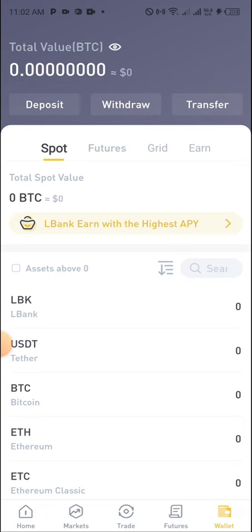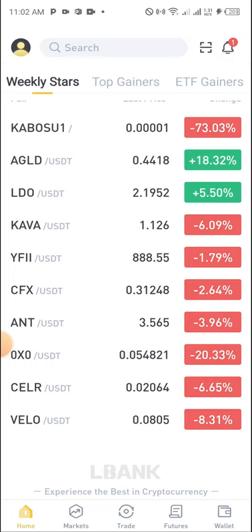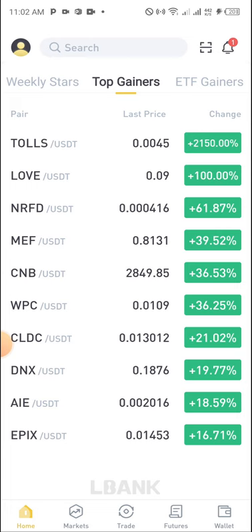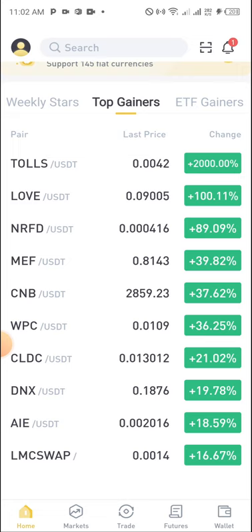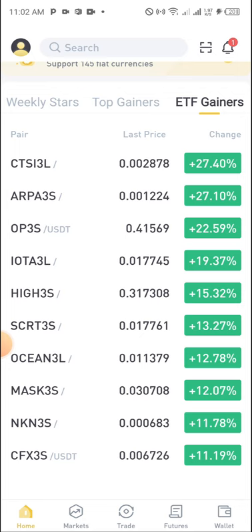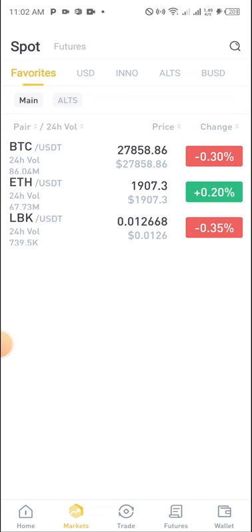Now, I'm going to go back to home. Like I said, the weekly stars, I'm going to reiterate that again, shows you the coins or assets that are probably doing well within the week. Now, your top gainers, these are coins that have actually gained a lot of momentum in the market, or rather on this exchange, okay? And of course we have ETF gainers.